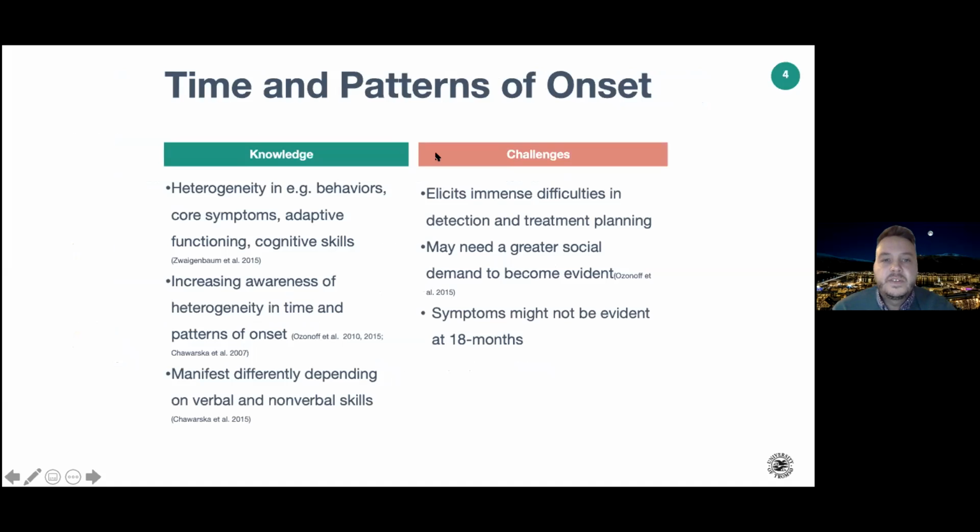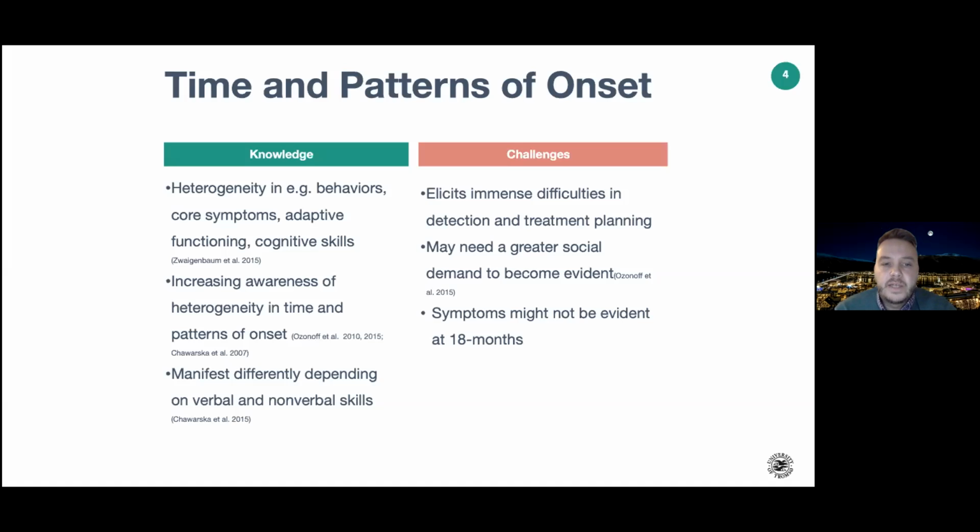So what we know about time and patterns of onset is that the heterogeneity is large. We know that it's large in behaviors, core symptoms, adaptive functioning, and cognitive skills. Do you know what adaptive is? It's the skills that you actually do on an everyday basis, just to make that clear. Most of the studies that have looked at cognitive skills and the heterogeneity in it relate to IQ and executive functions.